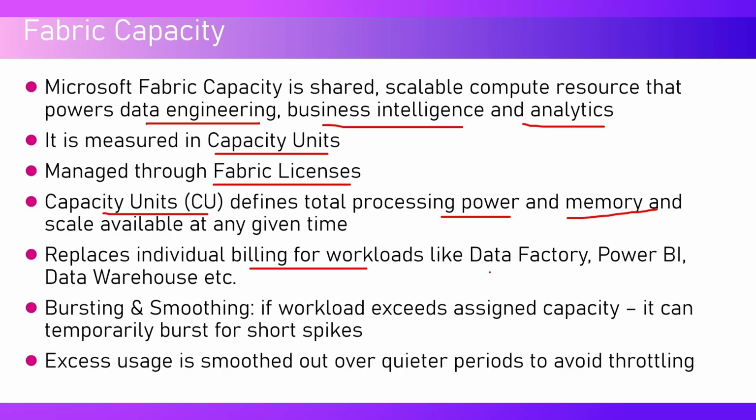How it works is based on the concept of bursting and smoothing. If the workload exceeds an assigned capacity, it can temporarily burst for short spikes. The excess usage is smoothed out over quieter periods to avoid throttling. So even if it exceeds the available capacity units, processing power, memory, and scale, it allows you to burst and then smooths out when there are quieter periods. That basically avoids the throttling part.